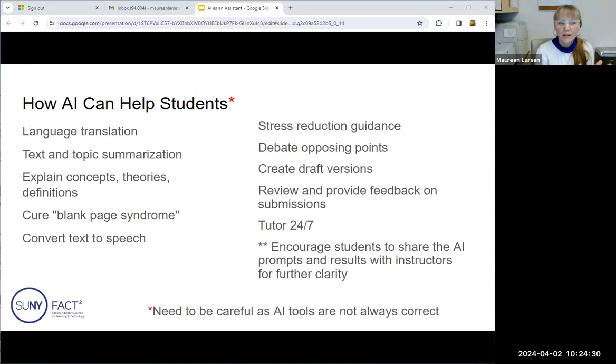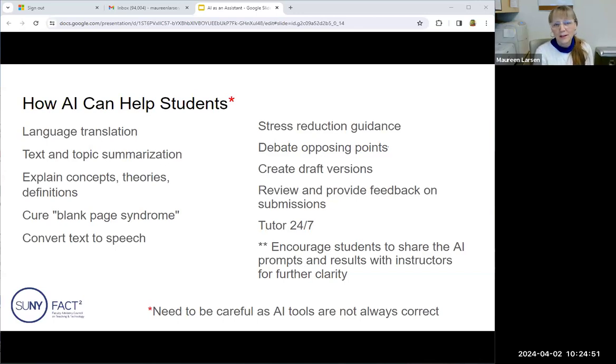It can provide stress reduction exercises for your students. If your students have a lot of test anxiety, you can tell AI to talk me through guided meditation on relaxing before an exam. The ones that have a voice can speak to you. So this is really helpful for you too, but it's really good for students.